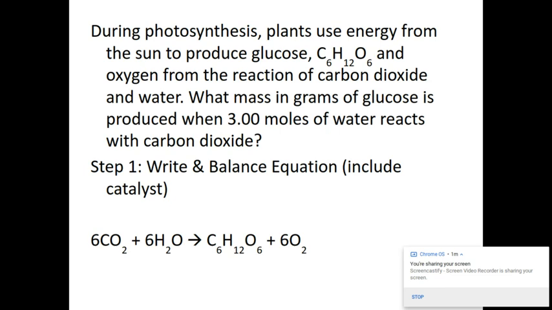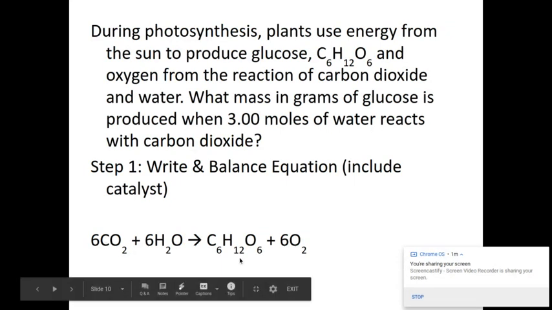During photosynthesis, plants use energy from the sun to produce glucose, C6H12O6. Anyone get any flashbacks from biology? And oxygen, from the reaction of carbon dioxide and water. Take a look down here. We can see this is the equation we talked about before. This is our photosynthesis: 6CO2 plus 6H2O equals C6H12O6 plus 6O2. So that's our equation here. It's already balanced, as you probably remember.